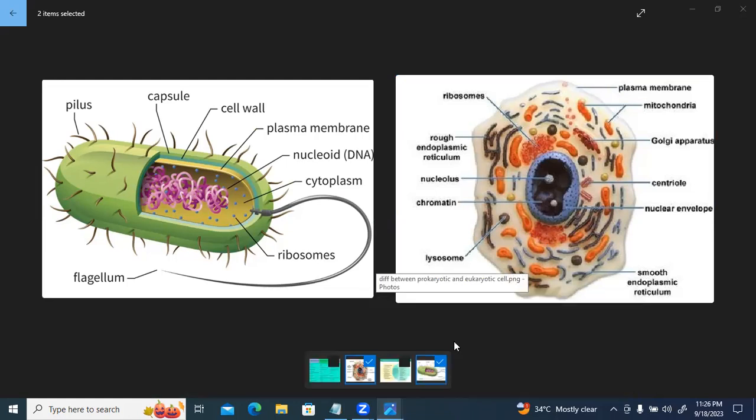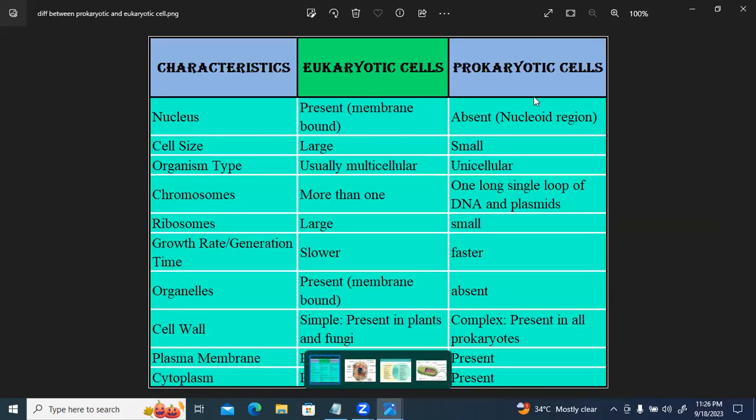Now, what are the differences between a eukaryotic and a prokaryotic cell? A eukaryotic cell has a nucleus which is membrane bound. A prokaryotic cell has randomly scattered DNA without any membrane bound organelle, so basically it does not have a proper nucleus. The genetic material lies freely in the nucleoid region. Eukaryotic cells are large in size as compared to prokaryotic cells. Eukaryotic cells are multicellular, while prokaryotic ones are unicellular.